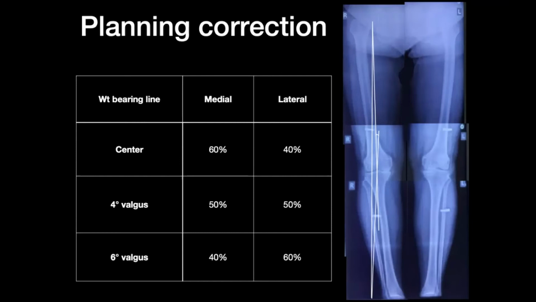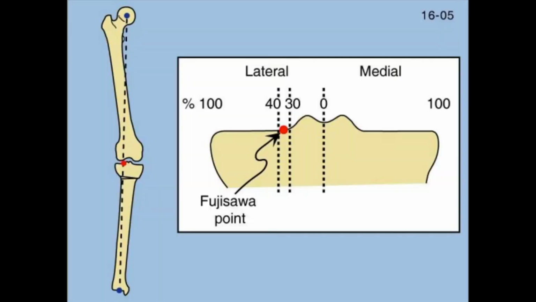This passes far more lateral than the center of the knee joint. So this concept gave rise to the Fujisawa point in 1979. According to Fujisawa, to offload the medial compartment in medial compartment osteoarthritis, the new weight bearing line should not be passing through the center of the knee joint. Rather, it should pass through about 30 to 40% lateral to the center of the knee joint. That point is called the Fujisawa point.